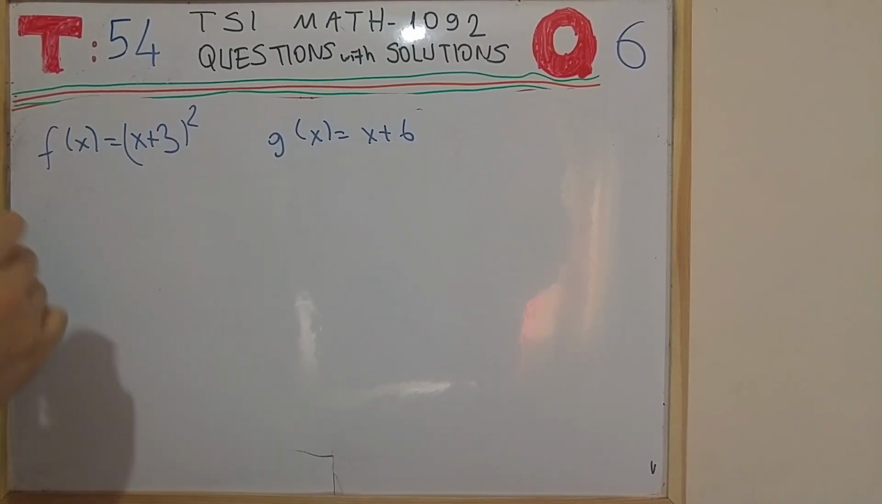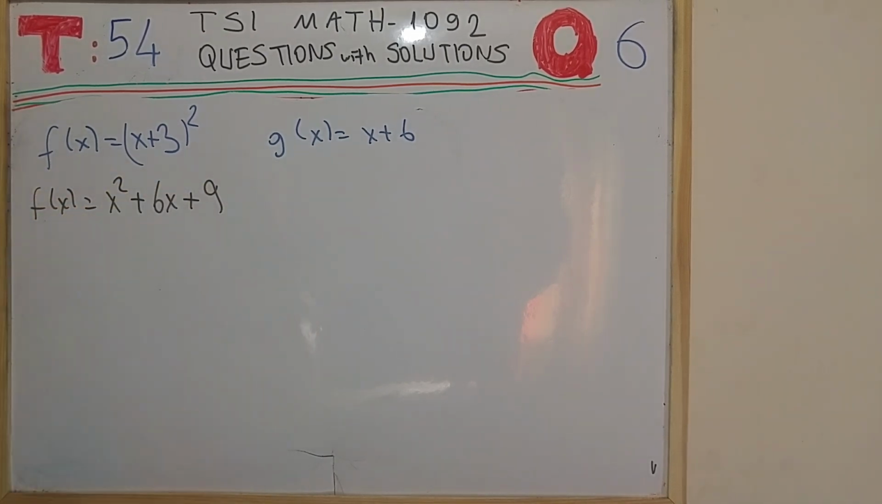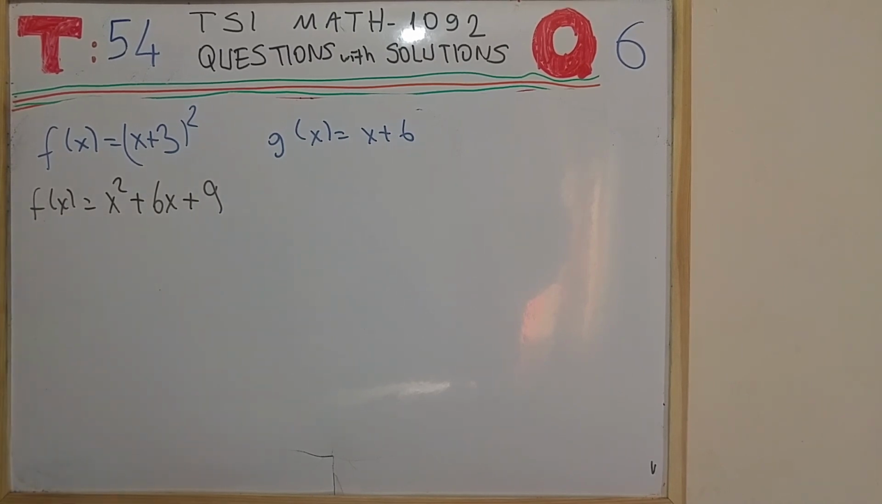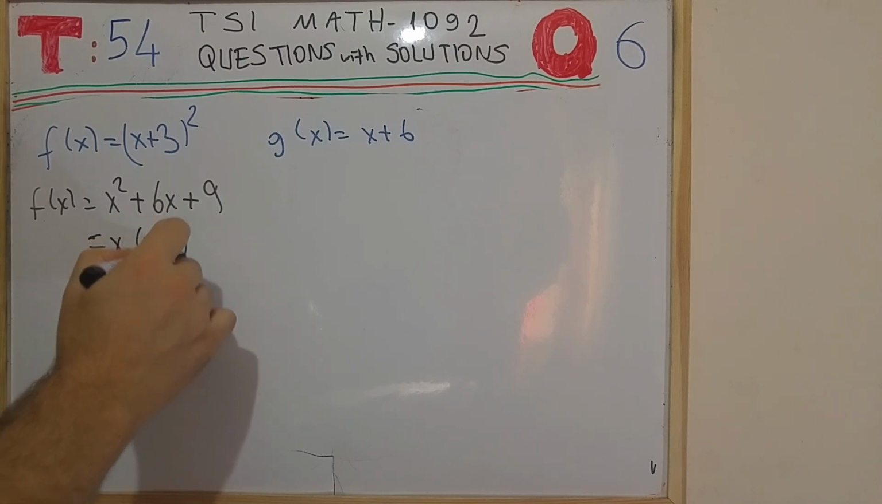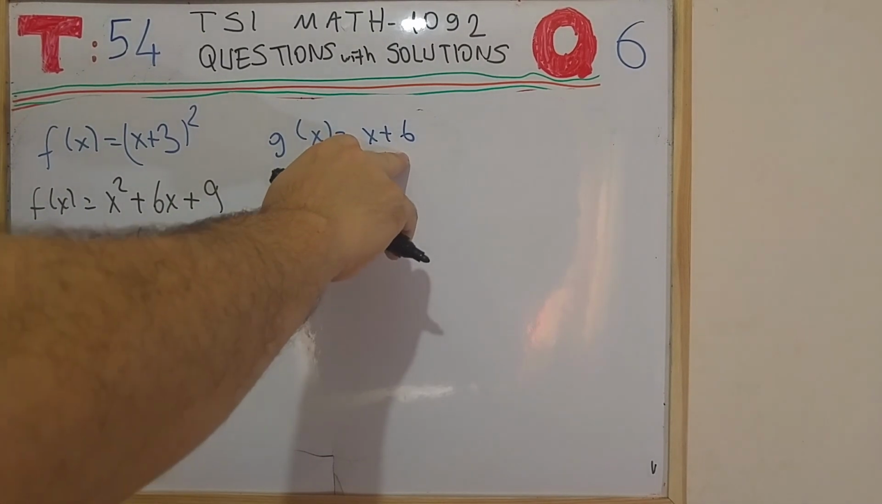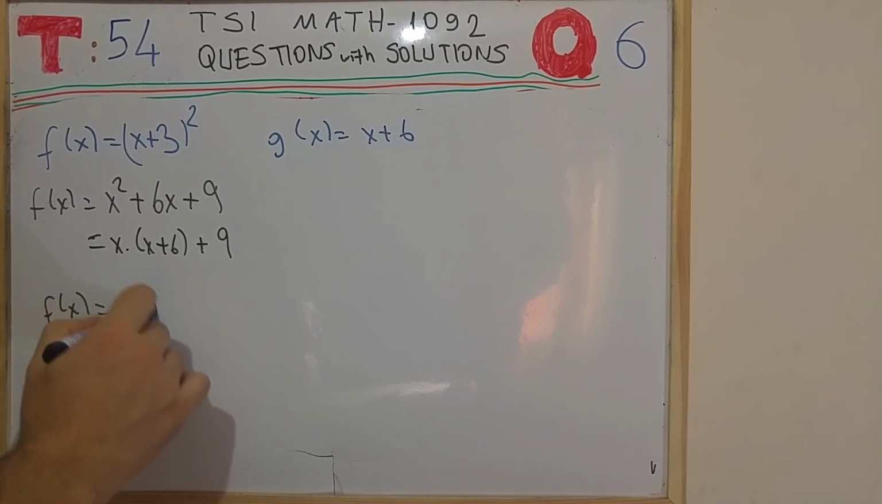When we expand f of x, that will be equal to x squared plus 6x plus 9. So we could say that here, this is equal to x times x plus 6, plus 9. And as we see, g of x is equal to x plus 6. Therefore, we could say f of x is equal to x times g of x plus 9.